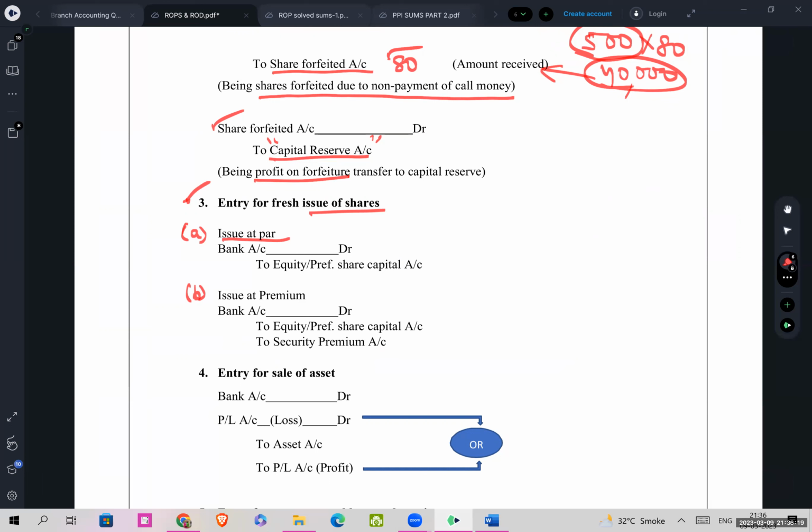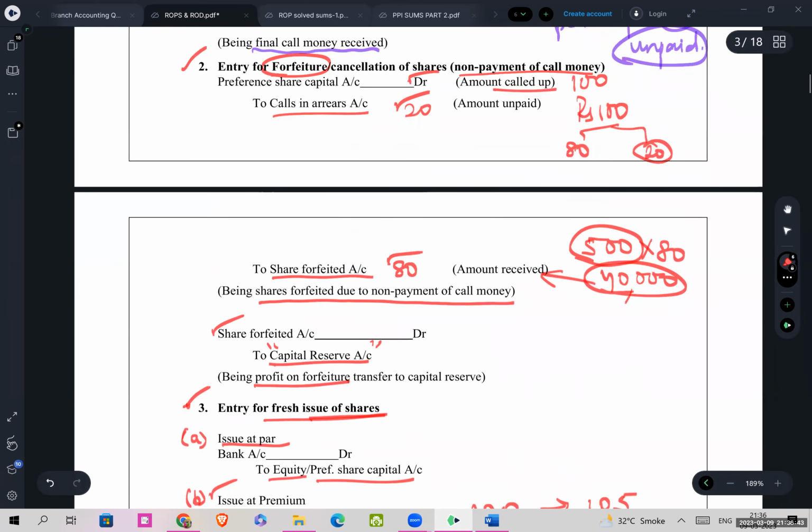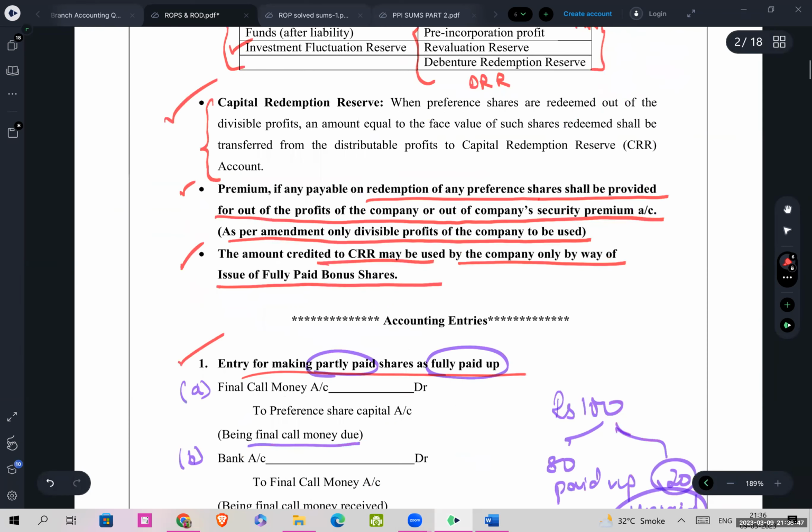And when you're issuing fresh issue, मतलब पैसा तो अंदर आएगा, तो cash bank account debit to equity shares or to preference share. Okay, and if it is issued at premium, then that profit element, मतलब 100 रुपए का शेयर आपने 105 रुपए में इशू किया, तो वो जो 5 रुपया है वो सिक्योरिटीज प्रीमियम में जाएगा. So this is what was even explained in one of the notes. I hope you remember.